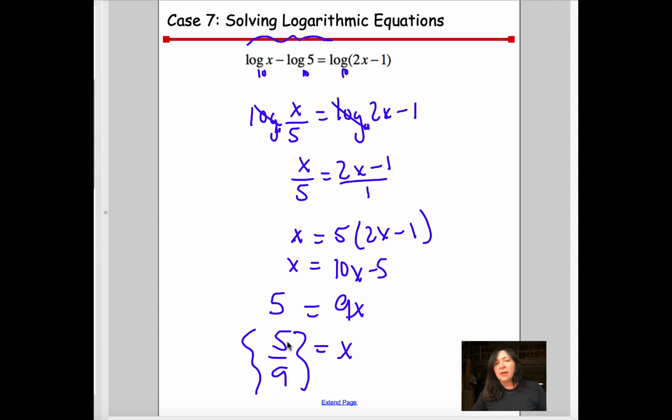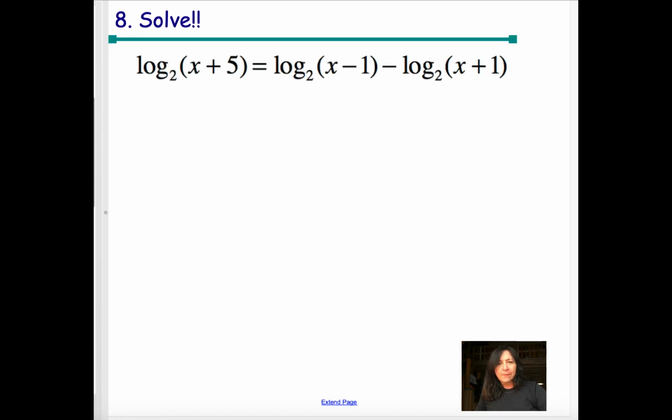Just make sure that this plugs back in right here and that it works, right? You can take 5/9, log of 5/9, that works. 2 times 5/9 is 10/9. And that's 1 and 1/9 minus 1 is 1/9. So that's still positive. So this one also works. So this answer would be acceptable.